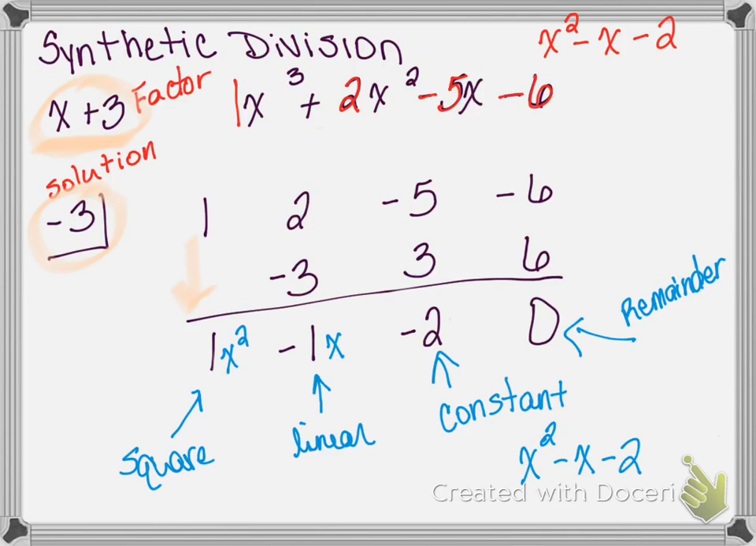And from doing long division, we know that that's our answer right here: x squared minus x minus 2. So x plus 3 is a factor, and x squared minus x minus 2 is our next step in the process. Now, depending on what you're asked to do, you may be asked to find all the factors. If that's the case, then you would just continue factoring from this quadratic.